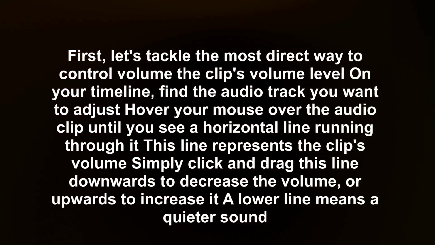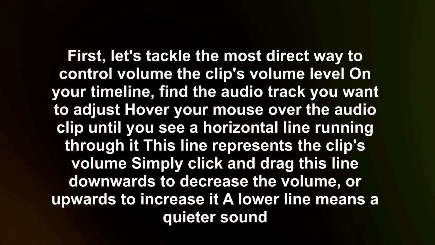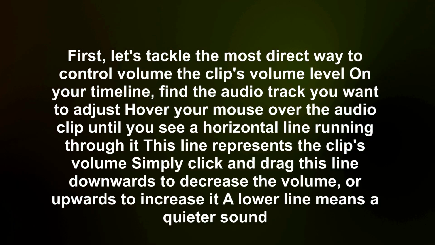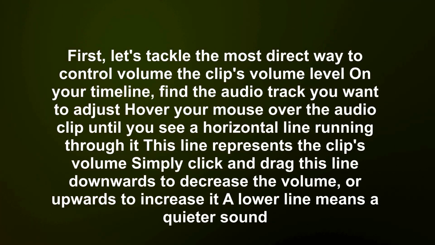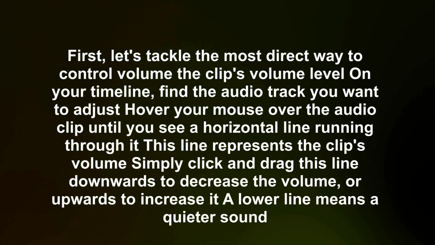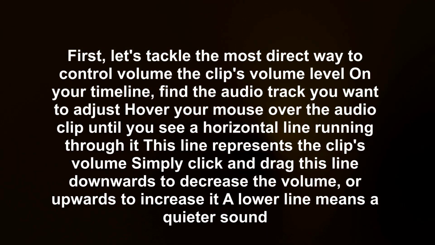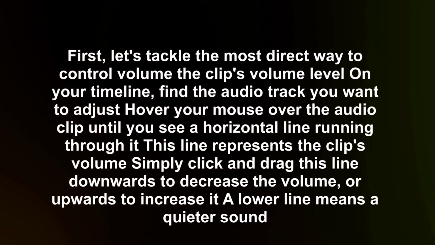Find the audio track you want to adjust. Hover your mouse over the audio clip until you see a horizontal line running through it. This line represents the clip's volume. Simply click and drag this line downwards to decrease the volume, or upwards to increase it. A lower line means a quieter sound.